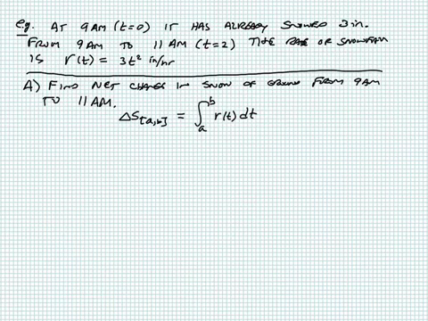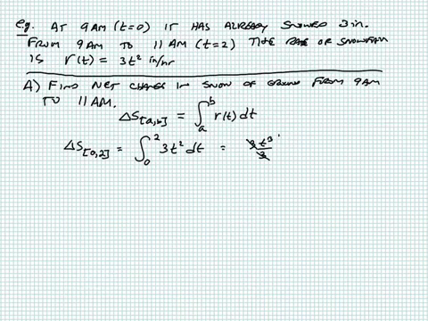So my change in snowfall, in this case, from 9 a.m., which we're calling 0 hours, to 11 a.m., which is 2 hours, is going to be equal to the integral from 0 to 2 of the rate of snowfall, which is 3t squared dt. And so if I carry out this integral, I get 3t cubed over 3, so that's the antiderivative, and the 3's cancel, from 0 to 2. So I get 2 cubed minus 0 cubed.